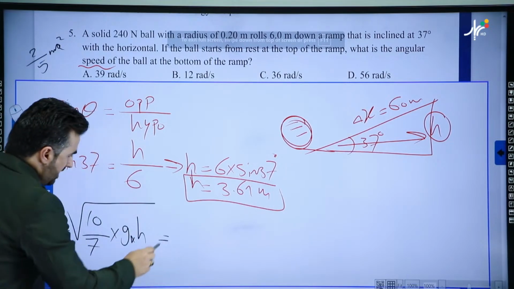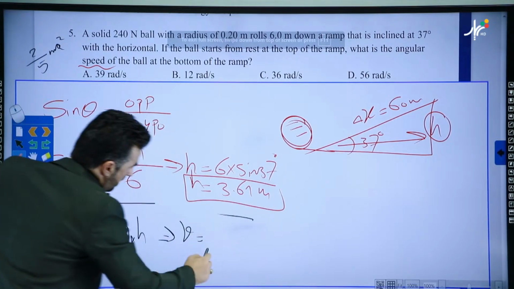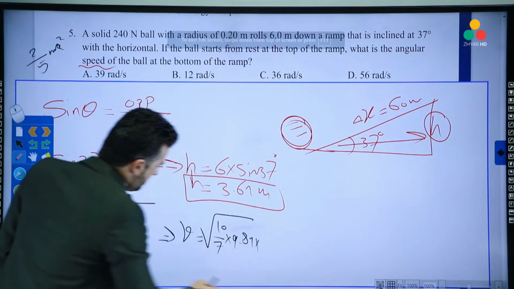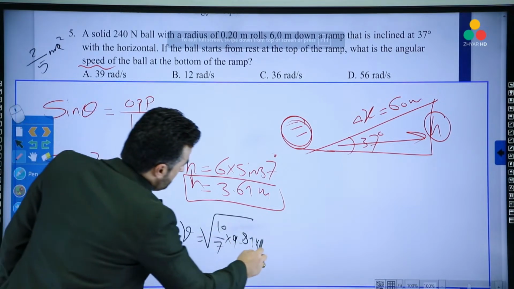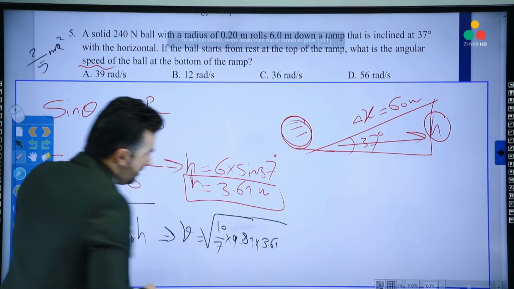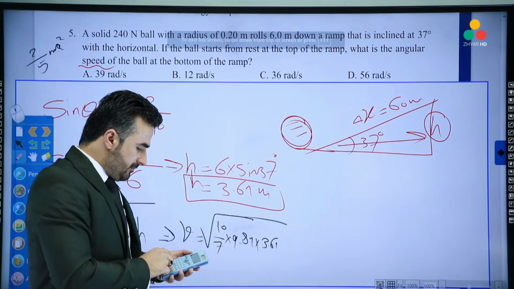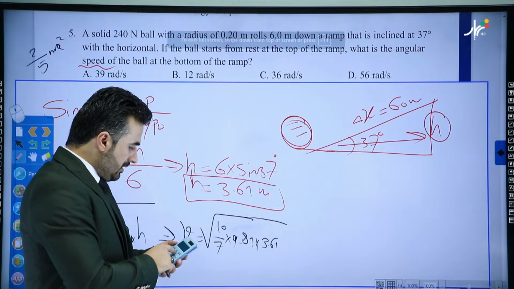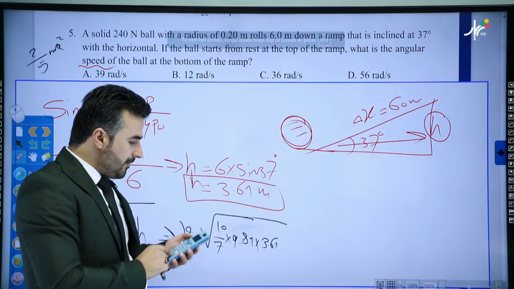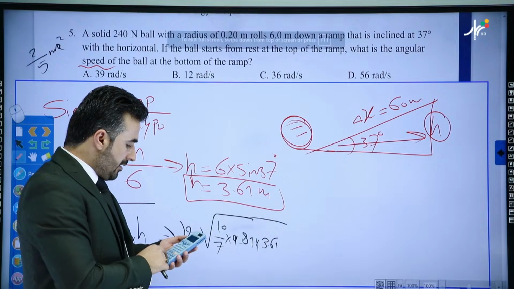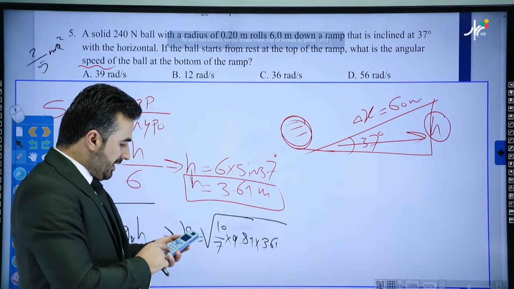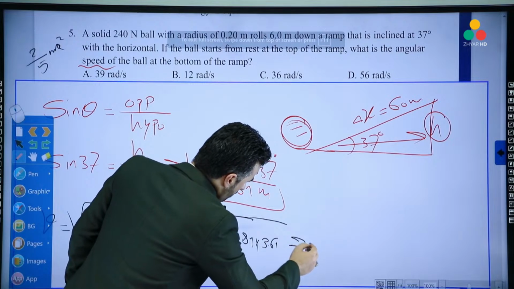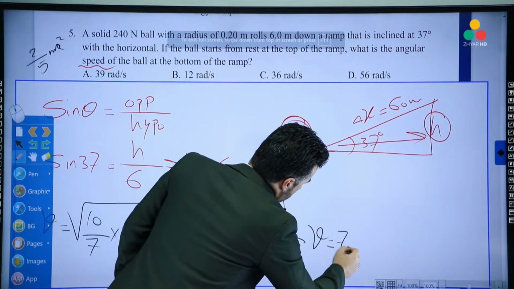And of course we can say translational speed again, 10 over 7 times 9.81 times the height, which we found, which was 3.61, yeah? So do the calculation. 10 over 7 multiplied by 9.81 multiplied by 3.61, we get 7.11. That is the translational speed, 7.11.